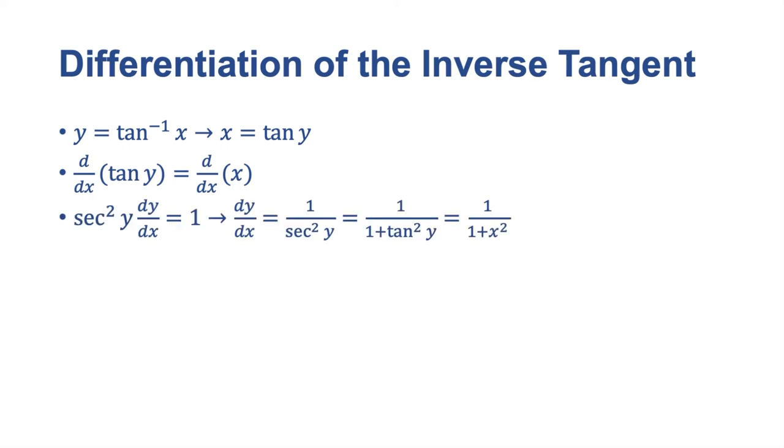Once again, we will get the secant squared of y dy dx is equal to 1. The derivative of x is 1, and the derivative of tangent of y with respect to x is secant squared y dy dx. Now, we are going to be able to rewrite this, and we will get dy dx is equal to 1 over the secant squared of y, which could be rewritten as 1 over 1 plus the tangent squared of y. And because we defined x up here as the tangent of y, we can rewrite that as 1 over 1 plus x squared, giving us a final answer of the derivative of the inverse tangent of x is equal to 1 over 1 plus x squared. All right, so that is our derivative of the inverse tangent.